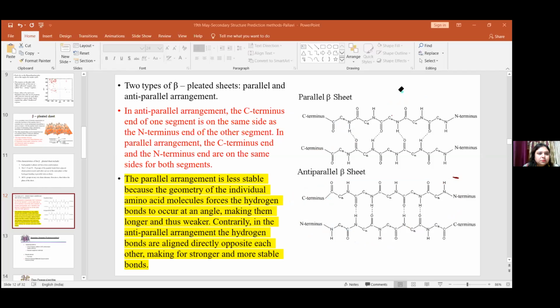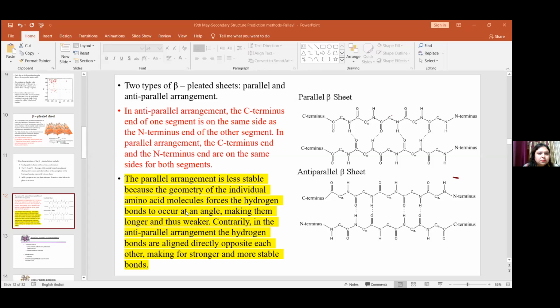Then, the random arrangements. I further want to tell you about the alpha helical conformation that I talked about. It is divided into different types depending on the bond. If the bonding is happening between i and i plus 3, then it is a 3-10 helix. If the bonding is happening between i and i plus 4, then it is a pi helix. So we have further divided the alpha helix based on the type of molecules interacting with each other. And turns and coils are my random arrangements.